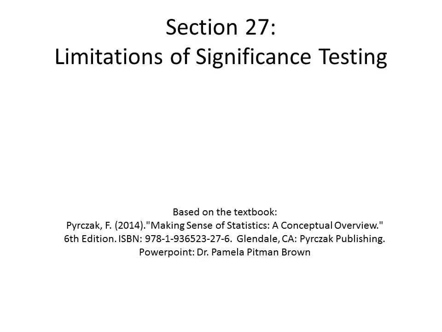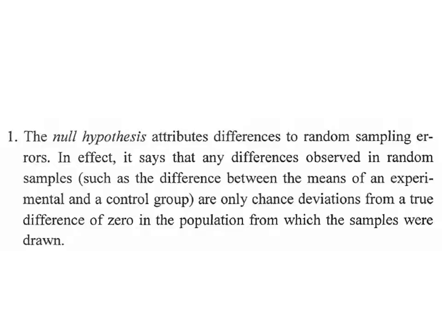This is section 27, Limitations of Significance Testing from Making Sense of Statistics. Well, let's cover four important concepts that we learned from sections 20 through 26.